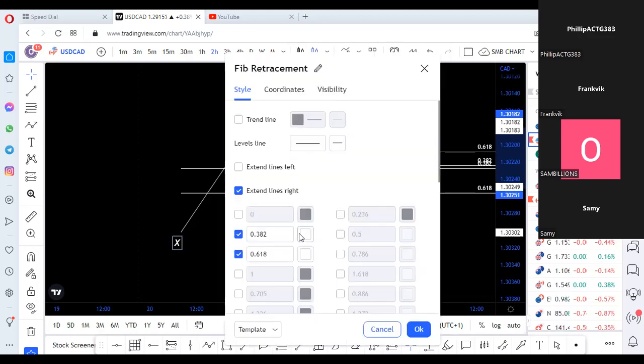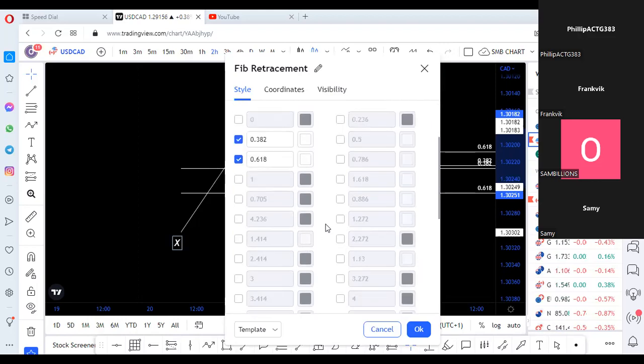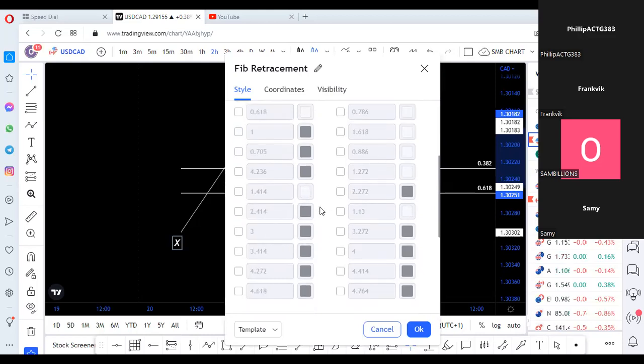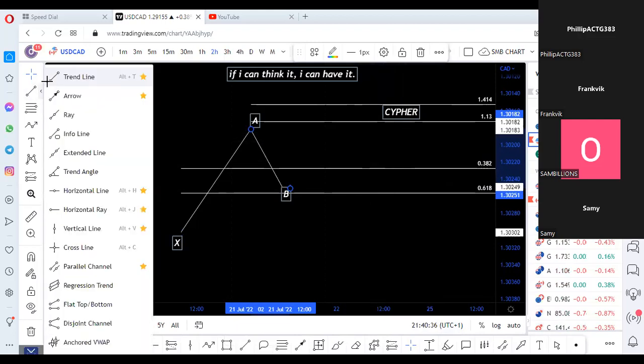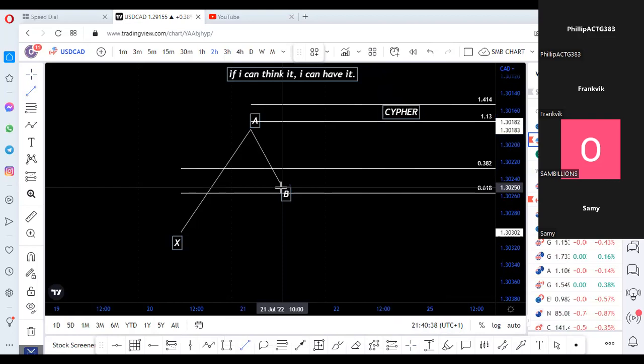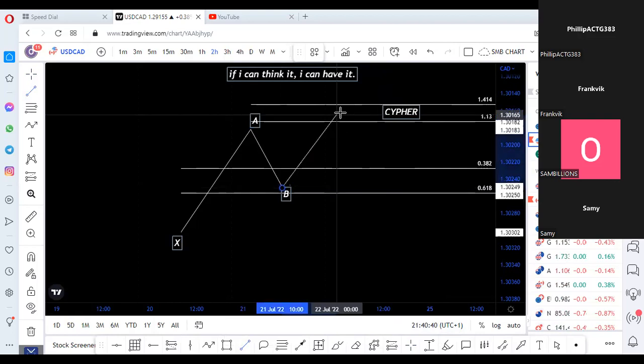The point C leg will be between 1.13 and 1.414. So you already have that in your fib. You have your 1.414 and then your 1.13. That will be your C leg. It's very simple. It might look very, very simple because we are just doing it.